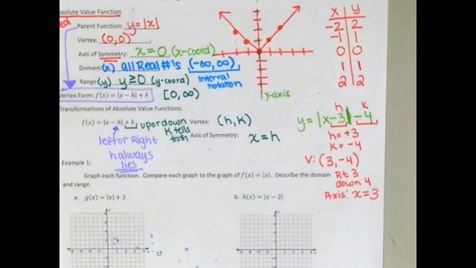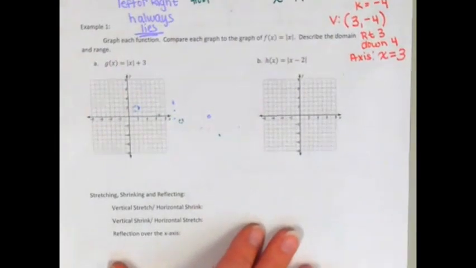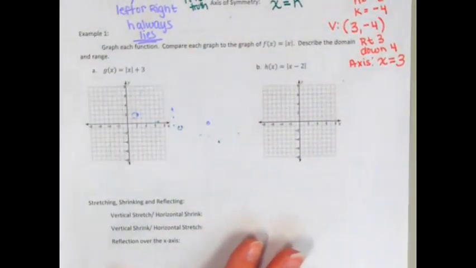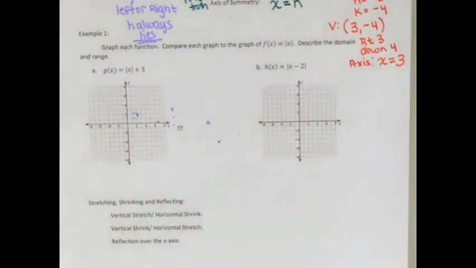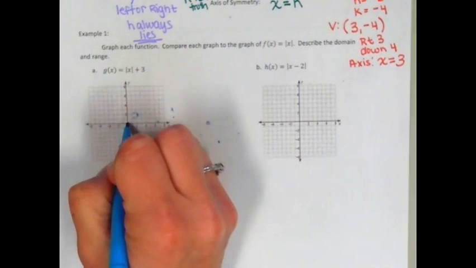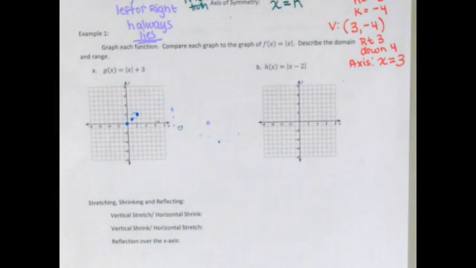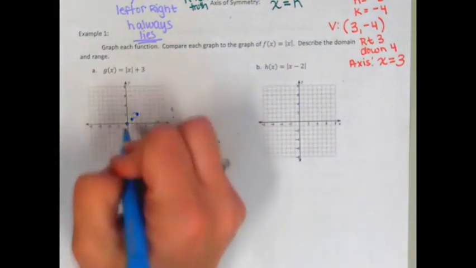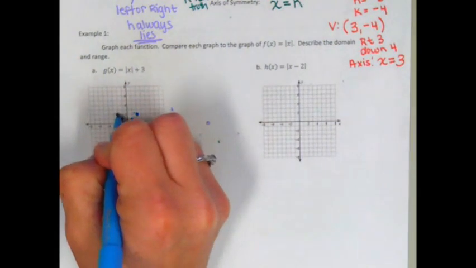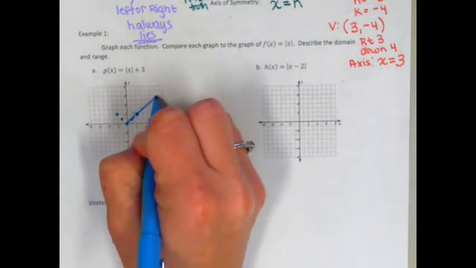All right. So let's go ahead and look at example 1 now. We're going to actually go ahead and graph these. Graph each function and compare the graph to the parent function. Describe the domain and range. Looking at this, let's first graph our parent function again. Remember, our parent function is 0, 0, 1, 1, 2, 2, right? Are you guys okay with that? And my negative 1, 1, negative 2, 2. So this here is my parent function.